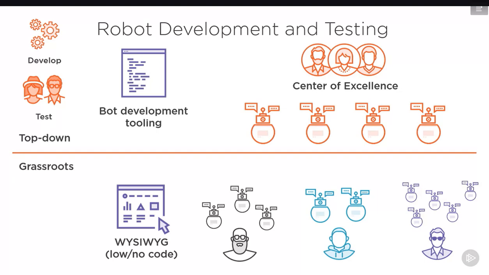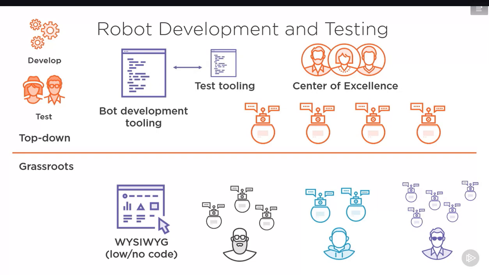This is where the automation on the desktop usually happens. Now, bot development tooling that is technically driven is used for the most sophisticated robots, while what-you-see-is-what-you-get or low code or no code platforms are better suited for small robots that help with specific parts of specific processes.